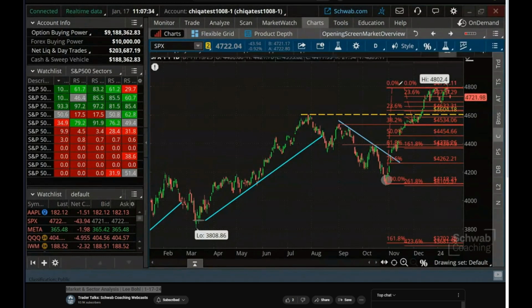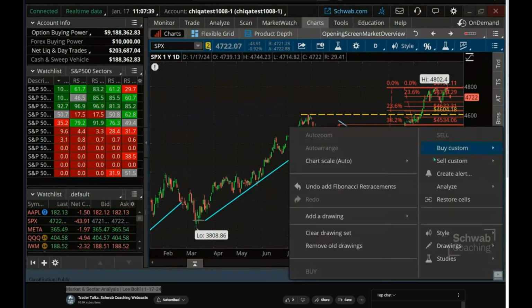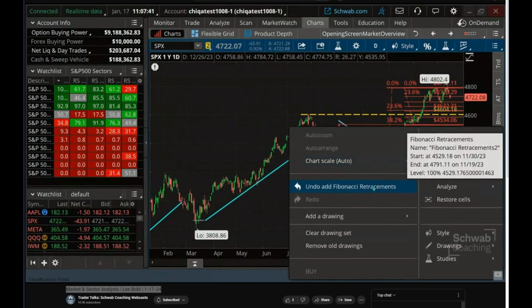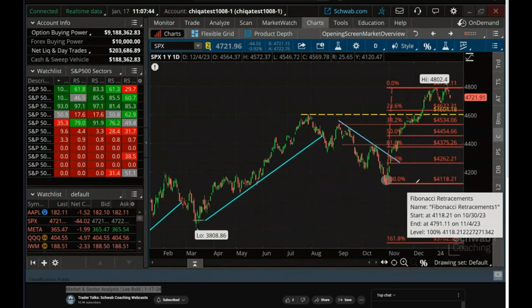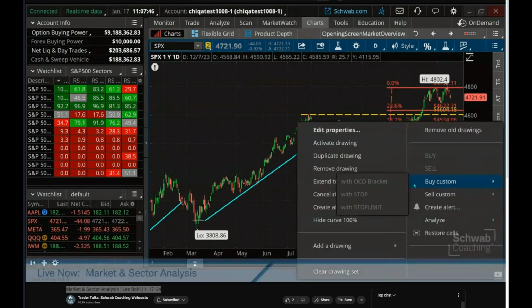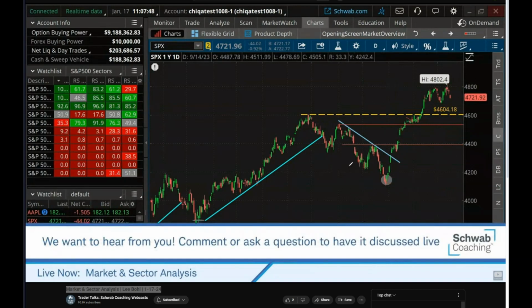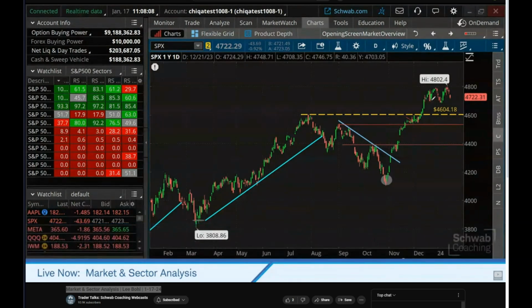Let me take these off. I'll take this one off too. All right, so that's what we have. The first support is the trough of the double top, and then, as I said, a lot of Fibonacci support before we get in here. So it's got a lot to go through if it's really going to start dropping fast. Okay, all right, so that is just looking at the index.